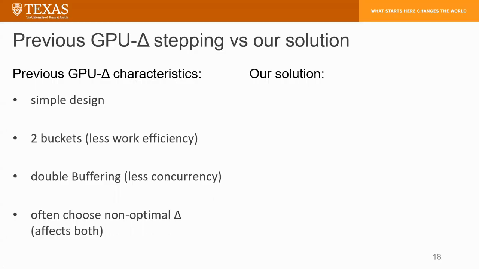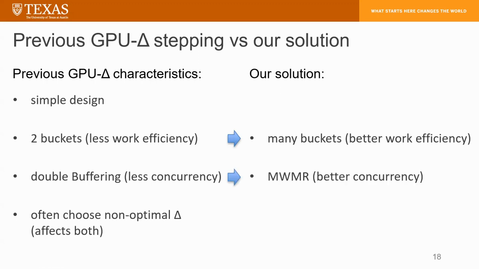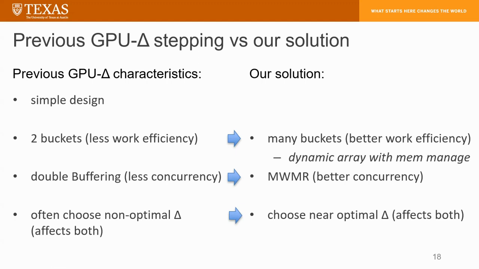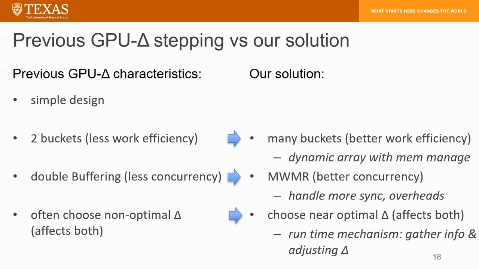To summarize the difference between our solution and the prior solution, we want to use many buckets so we can have better work efficiency. And we want to use multiple reader, multiple writer for better concurrency. And finally, we want to choose a near optimal delta, which affects both efficiency and concurrency. In order to do this, we need dynamic arrays with memory management. And we need to handle more synchronization and more overheads. And finally, we also need a runtime mechanism that can gather information and adjust the data. So we end up with a more complex design.